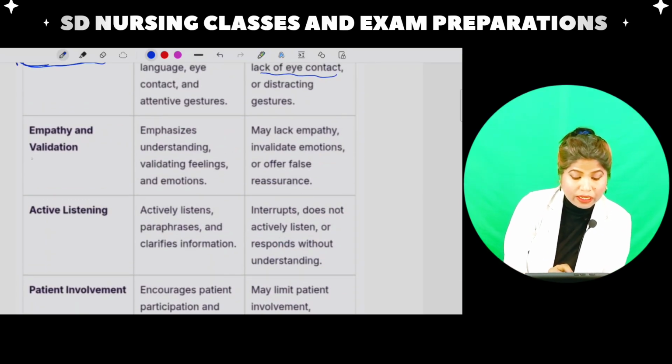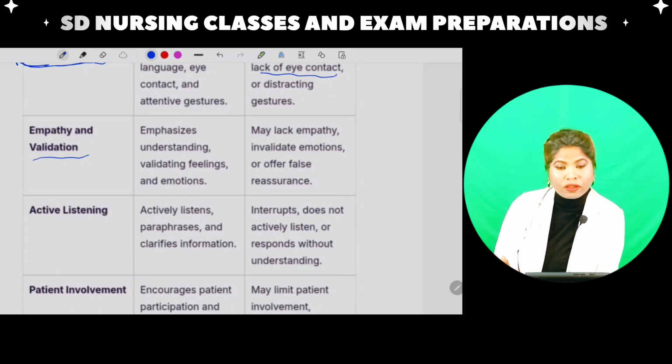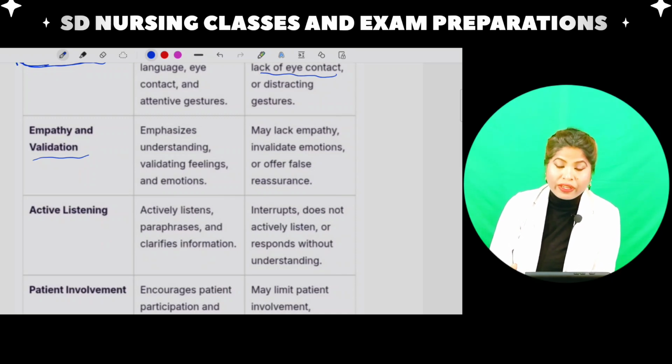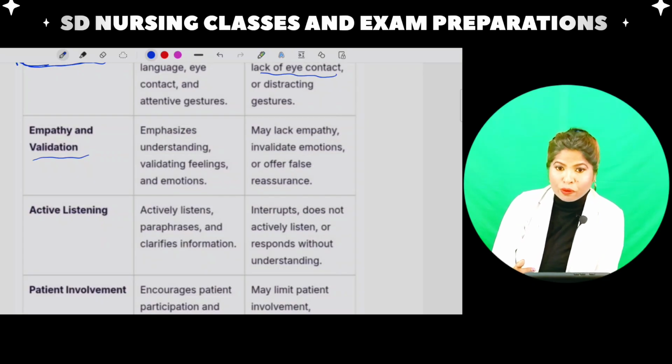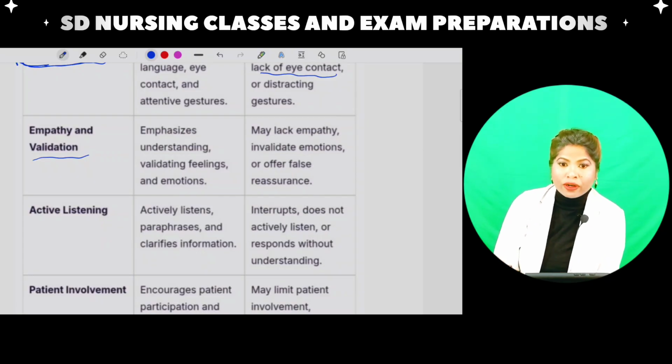And next is empathy and validation. Empathy and validation mean what? Empathy means feeling somebody's feeling, his mood, so we can understand that. And validation means you can confirm whether what the patient is saying is right, whichever question you ask the patient, you can confirm that one.